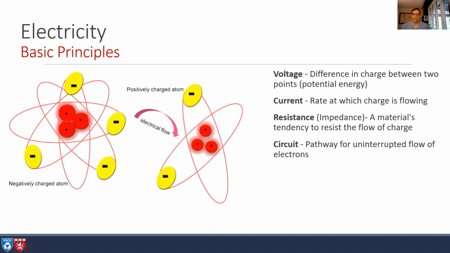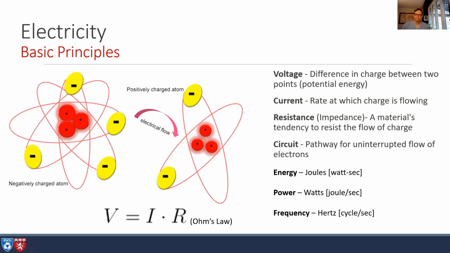Some basic principles we should all be familiar with, at least from the distant past. Voltage is the difference in charge between 2 points. This is potential energy, essentially. Current is the rate at which charge is flowing. Resistance, otherwise termed impedance or tissue impedance, is a material's tendency to resist the flow of that charge. And the circuit is the pathway for uninterrupted flow of electrons. Energy is typically measured in joules or watt seconds. Power is in watts, and frequency is in hertz. This is Ohm's law, which is somewhat relevant here: volts equal current times resistance.